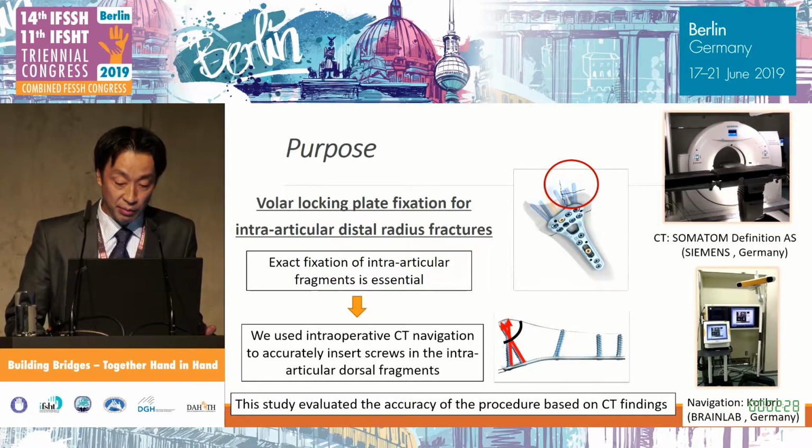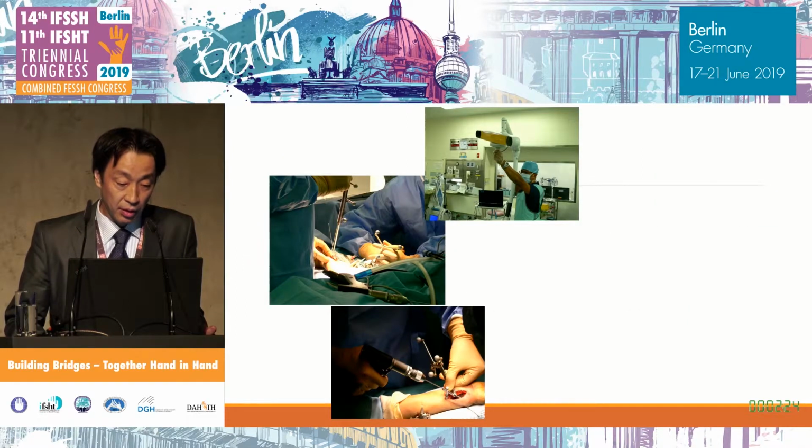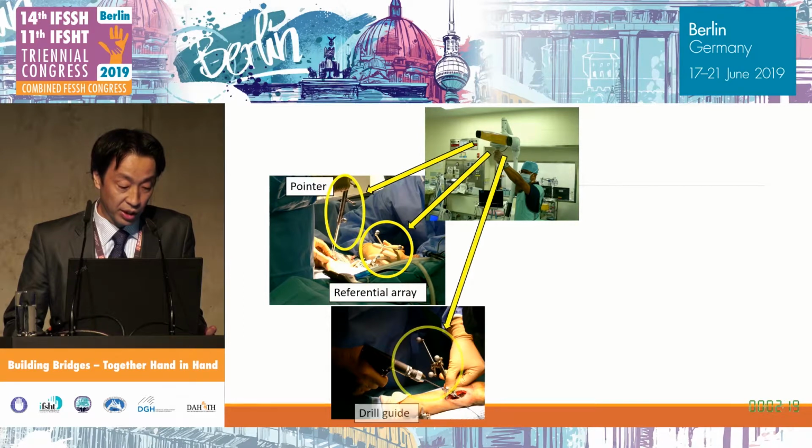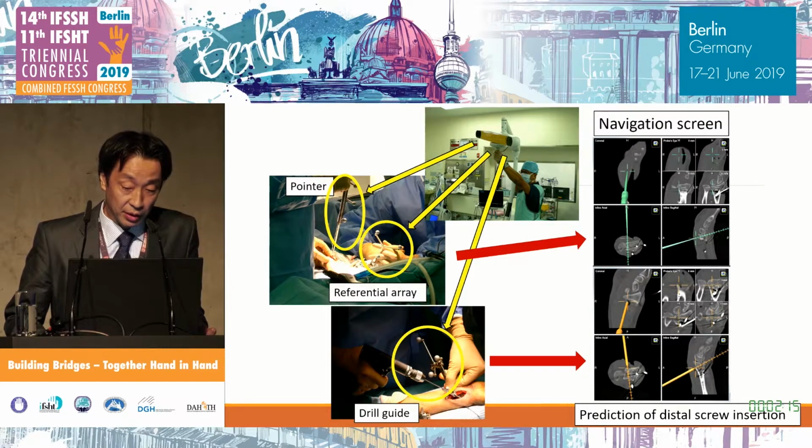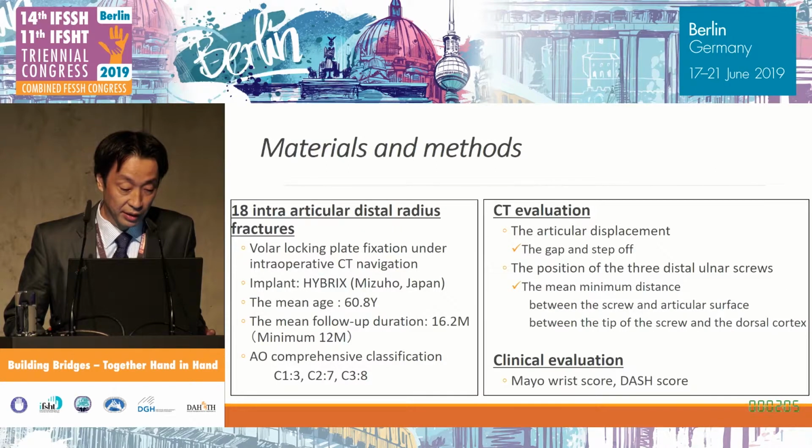As shown here, a mobile CT gantry and the navigation system were used. Briefly, infrared captures the positional relationship of the reference array and the pointer or drill guide. The display on the navigation screen indicates the position or direction of the pointer or drill guide. We could predict distal screw insertion based on this display.